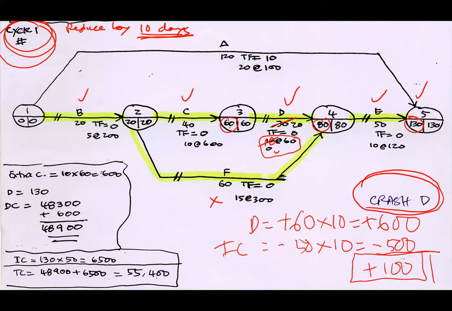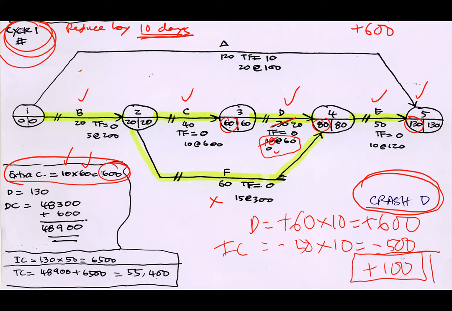It looks like there is no other alternative because D is the cheapest one. So no need to venture into other scenarios. We already achieve our objective. But then how much is the increase in cost? Extra cost: activity D, you already crashed 10 days, and each day is 60. 60 times 10 equivalent to 600 ringgit. So actually, the extra cost that you require is plus 600.